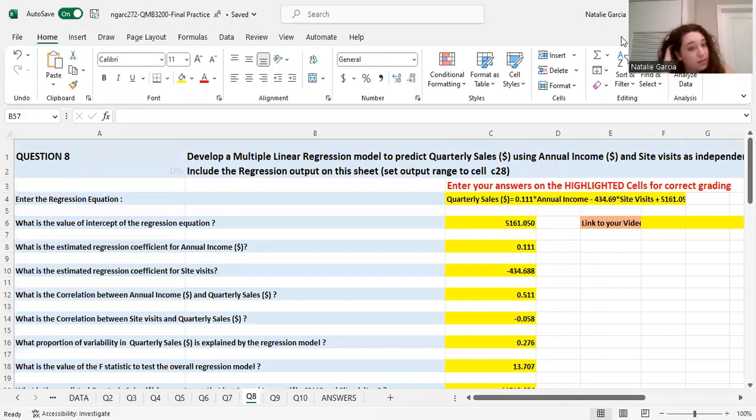Hello, my name is Natalie Garcia, and I'm doing question 8 of the 2023 spring semester 3200 Excel final practice exam. I've reached question 8. I do have answers in already.